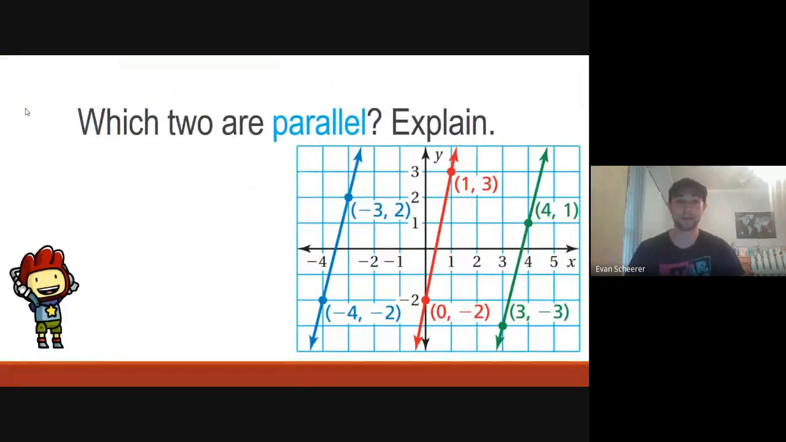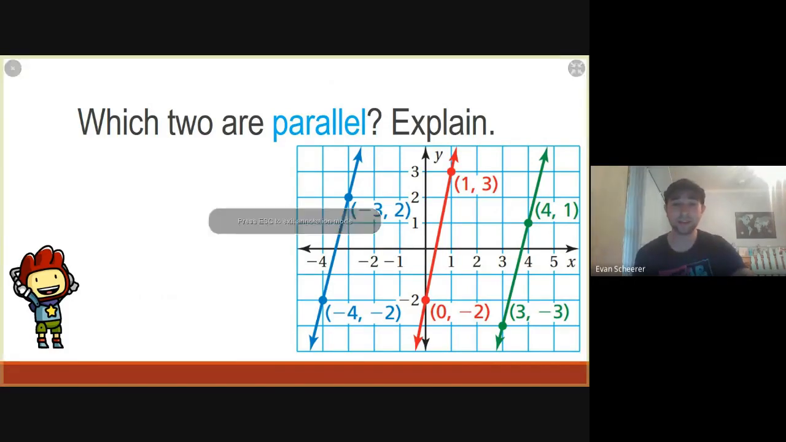All right, let's go ahead and do one example of which two lines are parallel. So that means we need to find the slope of all three lines, and then we need to find which of the ones are parallel. Remember, if they're parallel, they have the exact same slope. So let's find the slope of all three, and then find out which ones are the same. So I'm going to use roughly the same color. We're going to do blue first. So if we have -3, 2 and -4, -2, I'm going to do these ones first.